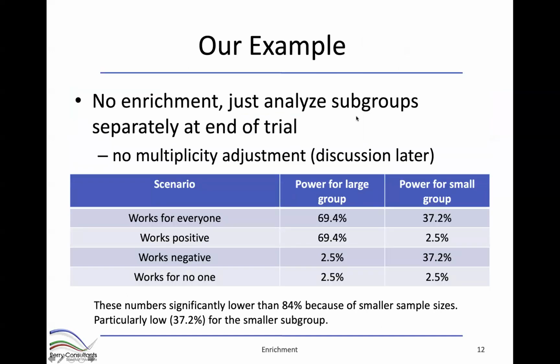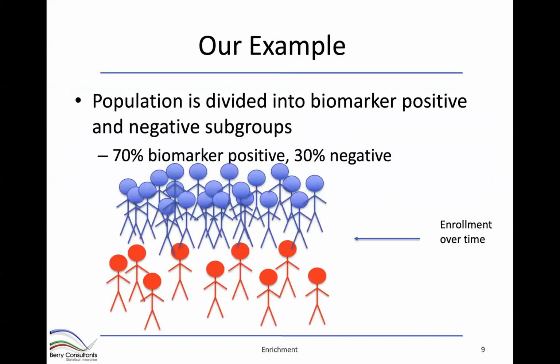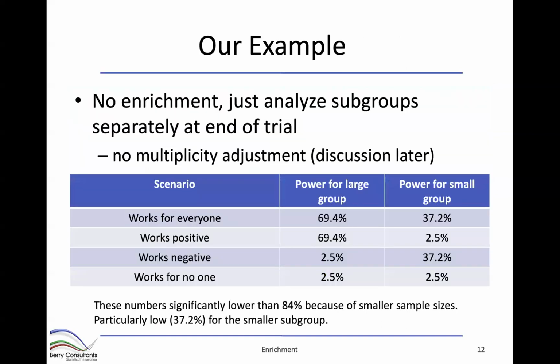Okay. If I don't do any enrichment, so let me just slide back a couple slides. So this was my enrollment scheme. If I just go ahead and enroll all comers, whoever comes into my trial, I'm going to do an analysis at the end after everybody's involved. Well, what does that do for me? How successful am I? If the therapy works in everyone, I'm going to separately analyze the large group and the small group.